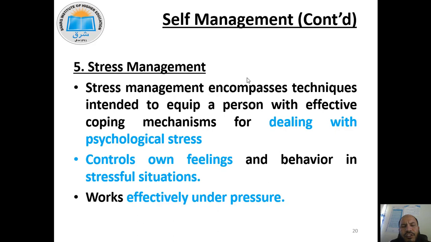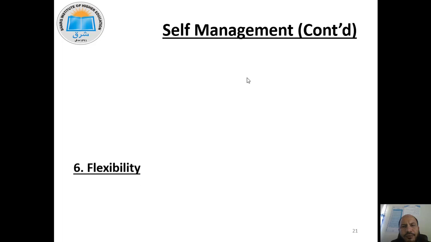And he should also have the ability to work effectively under pressure, in a condition where there is high pressure upon him. Mostly in projects we have a relationship with the beneficiaries. We will work for the beneficiaries and for the stakeholders. So when we are working for the stakeholders and for the beneficiaries, and there is a lot of pressure from the customer side, from the beneficiary side, from the stakeholder side, the project manager should have the skills to control his stress and to control his feelings in this stressful situation.